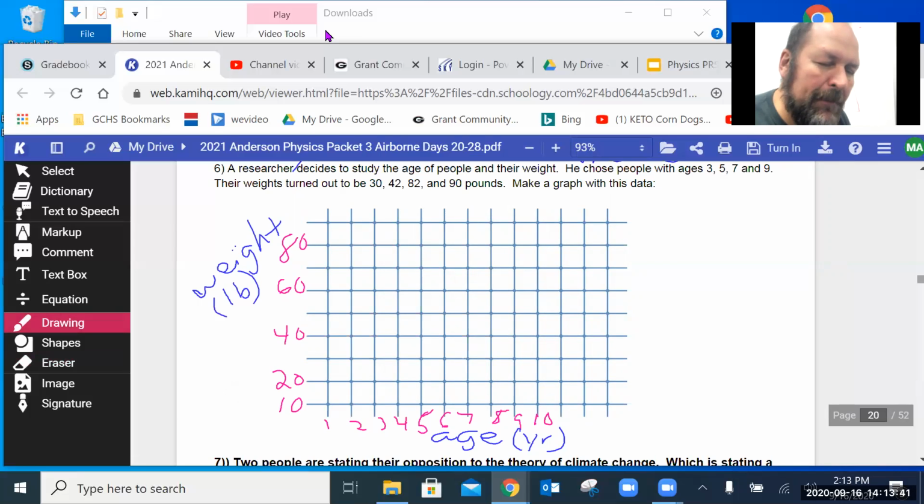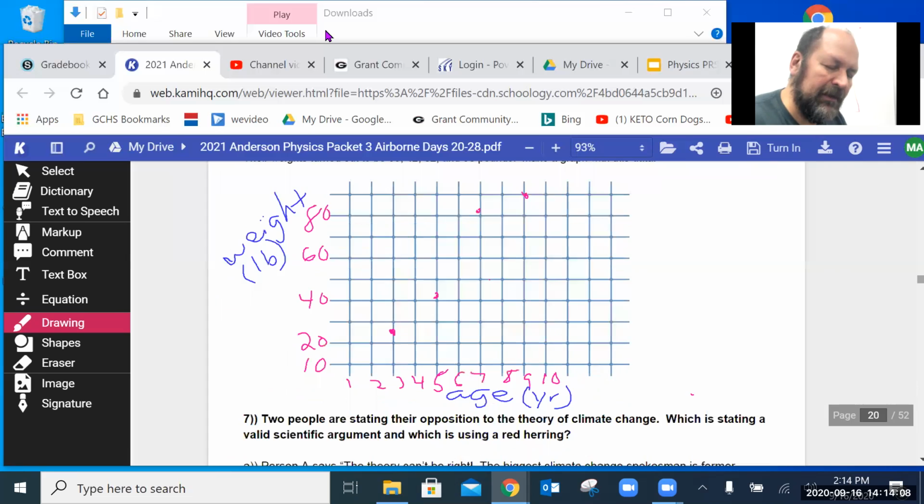Okay, 3 goes with 30 pounds. A 3-year-old had 30 pounds. A 5-year-old was 42. A 7-year-old was 82. And the 9-year-old was 90 pounds. Okay, there's my graph.